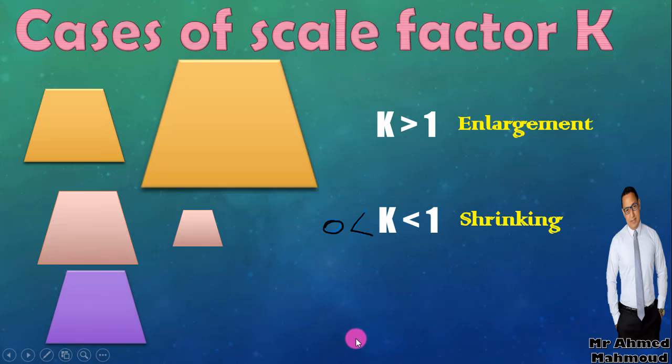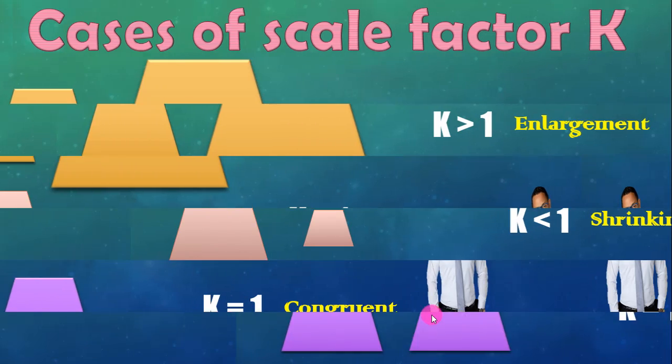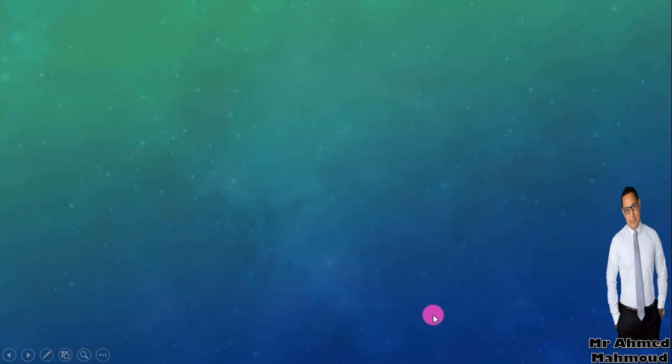The third case, if the two polygons look like each other in everything, or are congruent. Here in this case the scale factor is equal to 1 and it's said that the two polygons are congruent to each other. So we have three cases: enlargement, shrinking or reduction, and congruent. k bigger than 1, k smaller than 1, k equal to 1.